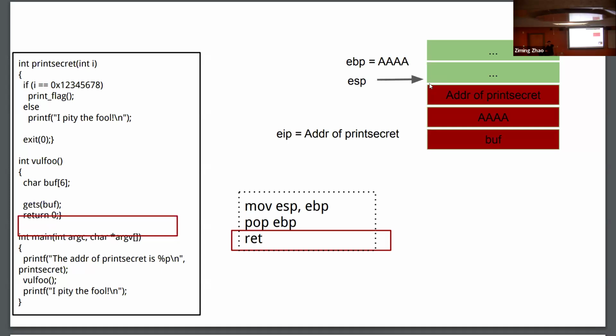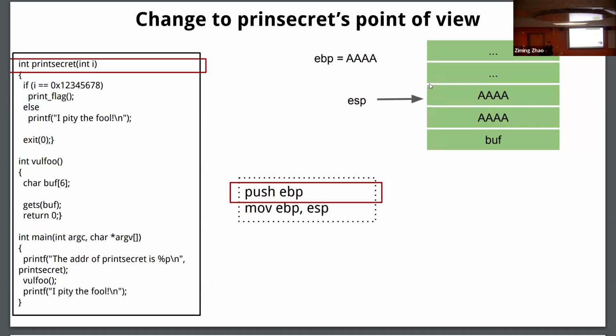The next instruction to execute is the first instruction of print secret, right? Then print secret will do something like this. It will push EBP, then move ESP to EBP. If you actually return to where you're supposed to return, the middle of the main function, it will never do something like this. It's not supposed to. It should keep the stack balanced. But now the stack is not balanced.